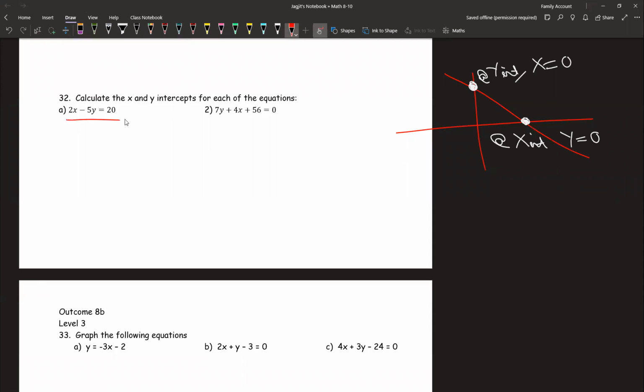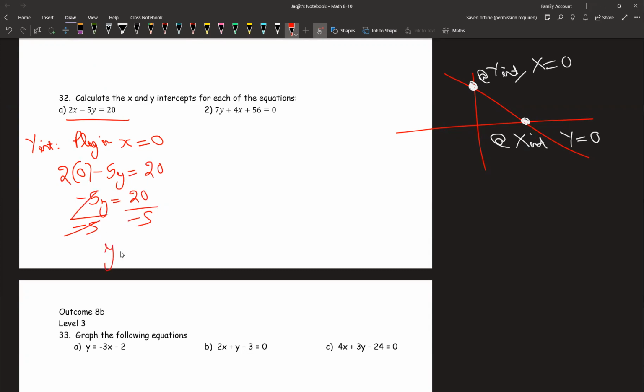So they've given you this equation. So you say to find the y-intercept, I will plug in x equals to 0. So in that equation, if you plug in 0 for x, it becomes this. Which means minus 5y is equal to 20. Divide both sides by minus 5. Y is equal to minus 4.